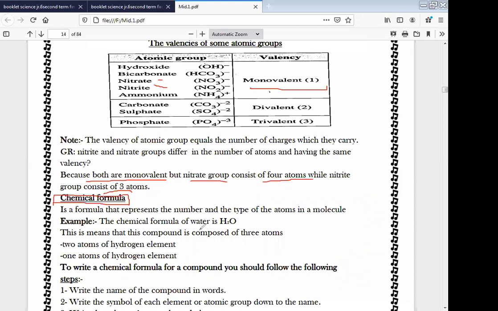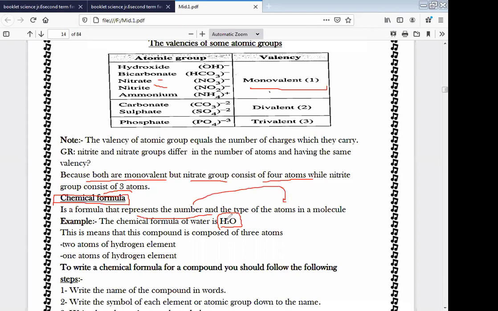Example, the chemical formula of water. When I write the chemical formula of water, H2O, H2O is a chemical formula for water. It's a formula for water. The small number represents the number of what? The number of atoms.